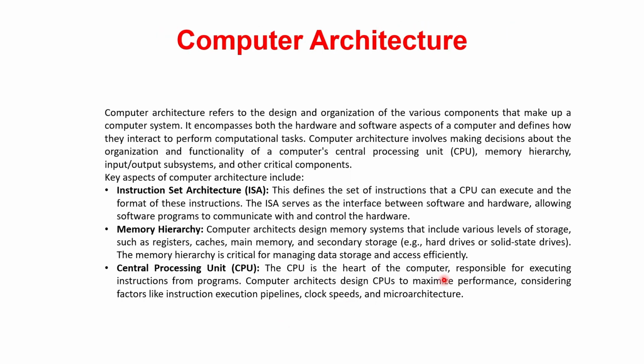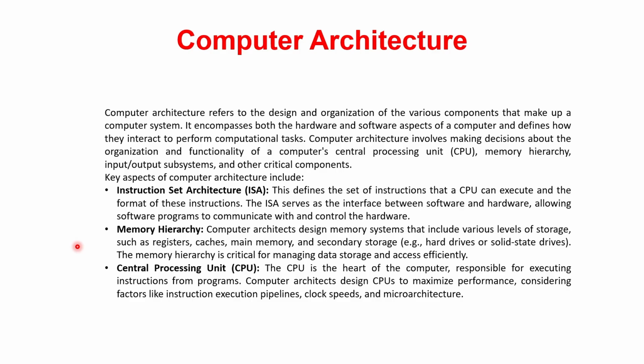Now coming to the computer architecture, this slide provides a comprehensive definition. Computer architecture refers to the design and organization of the various components that make up a computer system. It encompasses both hardware and software aspects and defines how they interact to perform computational tasks. Computer architecture involves making decisions about the organization and functionality of the CPU, memory hierarchy, input and output systems, and other critical components.